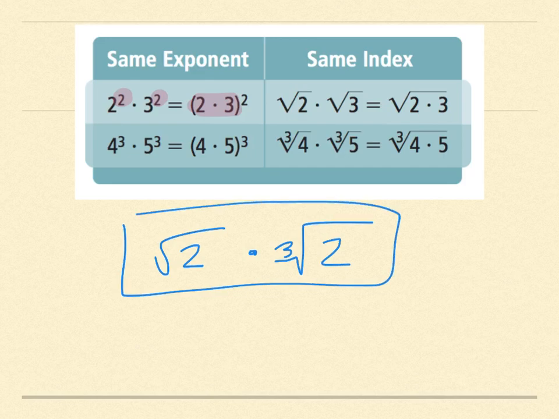So the question is, you can't combine them, right? Yeah, the point here is that you can't combine them if their indexes or exponents are different.